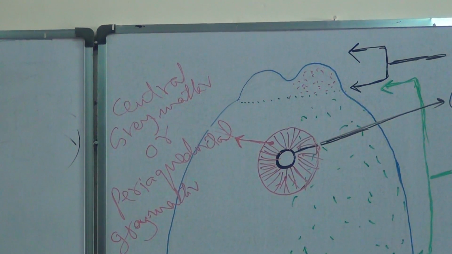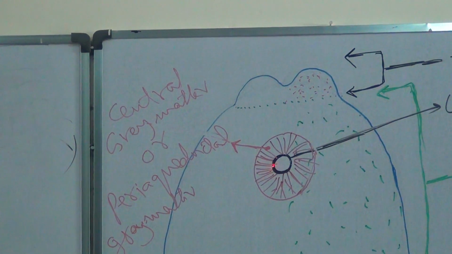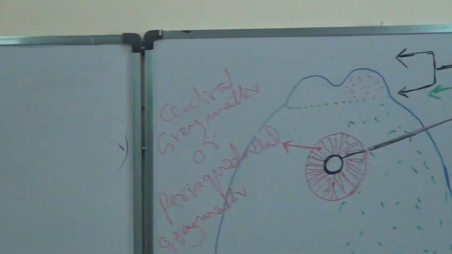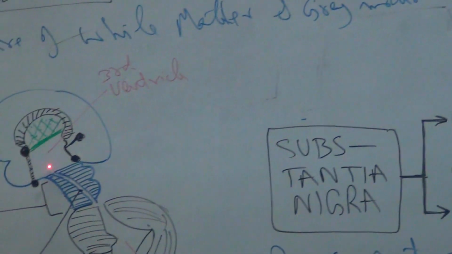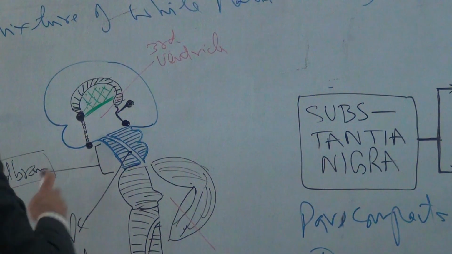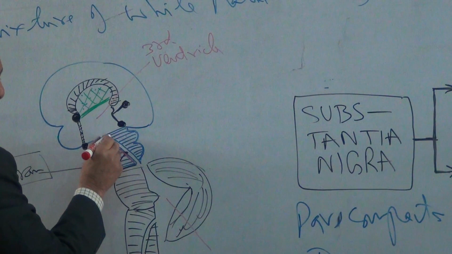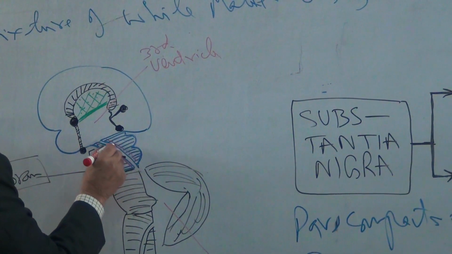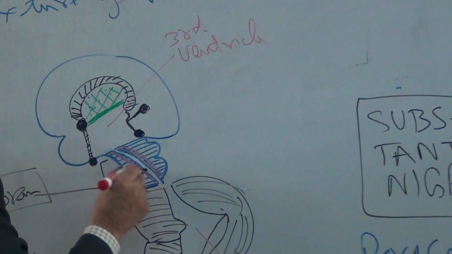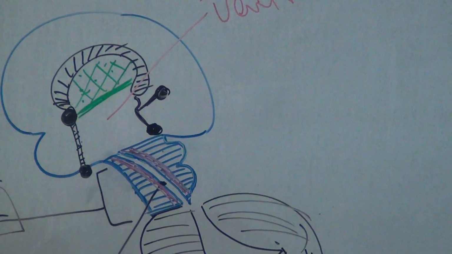So the tegmentum near its center is traversed by the cerebral aqueduct. Cerebral aqueduct is lined by ependyma, and the cerebral aqueduct connects the cavity of third ventricle with the fourth ventricle. And this cerebral aqueduct is surrounded by a gray matter known as the central gray matter or periaqueductal gray matter. This is a longitudinal section, and that is cross section.